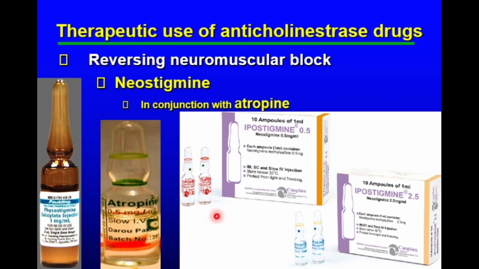Neostigmine is also used to reverse the action of non-depolarizing neuromuscular blocking drugs, such as tubocurarine or pancuronium, usually used at the end of operation. The injection of neostigmine is preceded with an injection of atropine in order to minimize the effect of acetylcholine at muscarinic receptors.